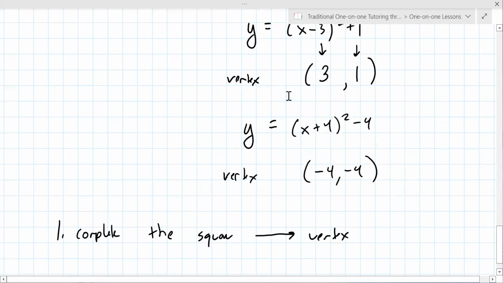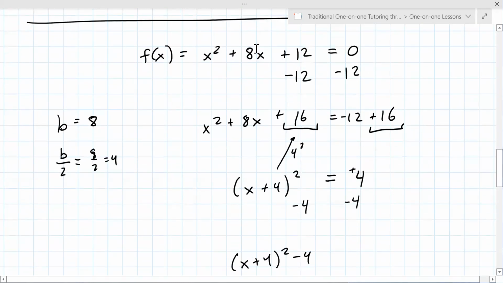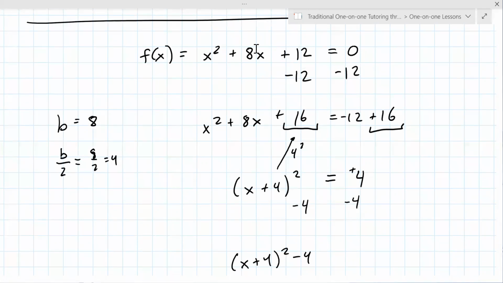All right, so let's scroll up to the last completing the square problem that we did. So right here. Yes, this is the steps, the process. Go ahead and work on that and let me know.